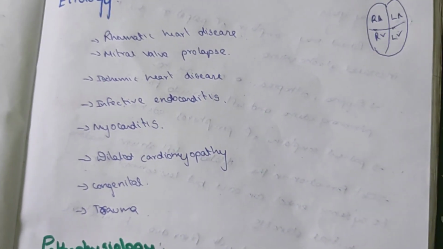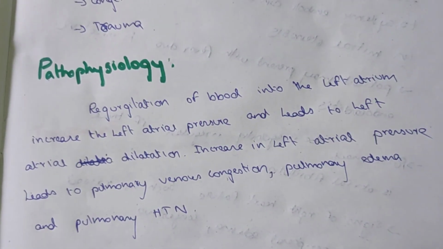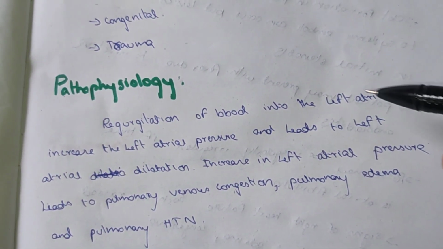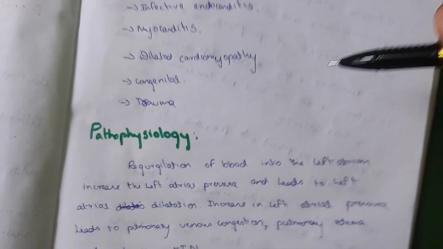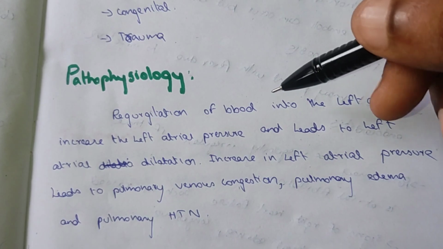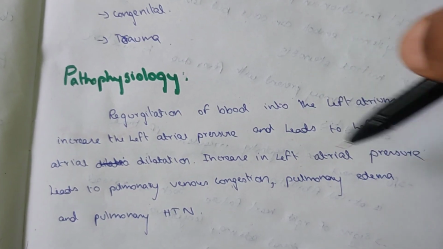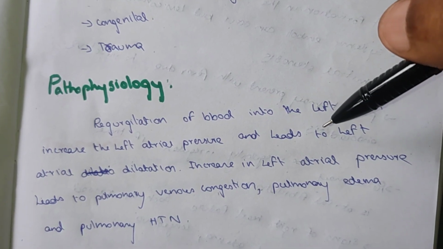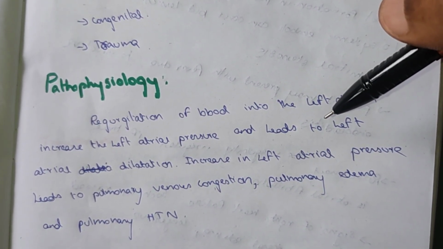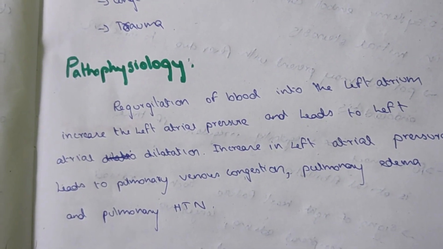Now you will see the pathophysiology. What happens exactly in the heart? Regurgitation of the blood into the left atrium increases the left atrial pressure. From the left ventricle, the blood goes to the left atrium, so that the left atrial pressure increases and leads to left atrial dilation. Increase in the left atrial pressure leads to pulmonary venous congestion, pulmonary edema and pulmonary hypertension. These are the pathophysiology of the mitral regurgitation.